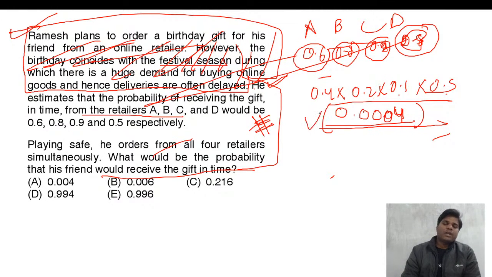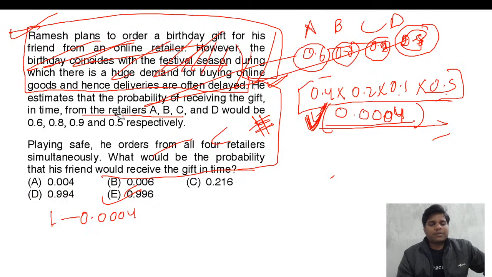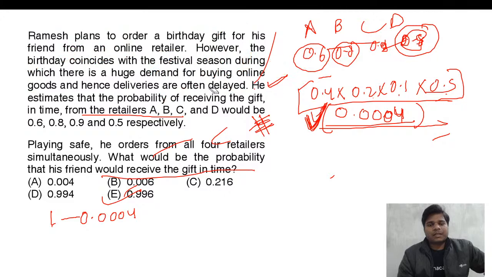So this is the probability that no one is delivering. So if no one is delivering, then the probability of delivery will be 1 minus 0.0004. So E is the right answer. See now, this is the answer. E is the answer. Yeah, Abhishek, E is the answer. So just check, is there any doubt? Because this we have found. Basically, what we are doing is, if either of them, out of 4, if any retailer delivers the gift in time, that will be delivery in time.